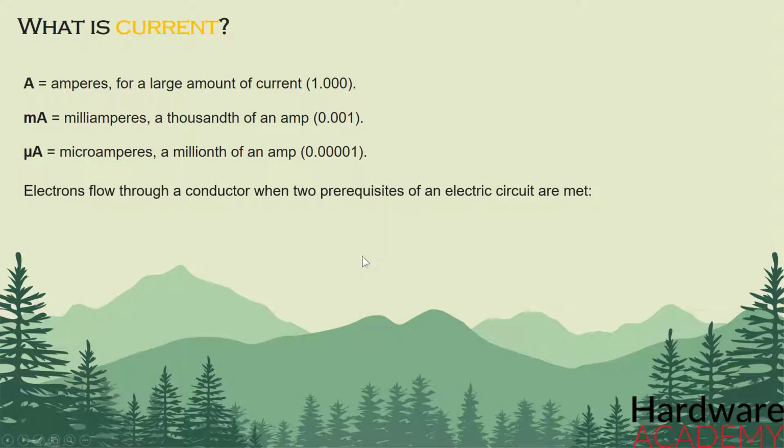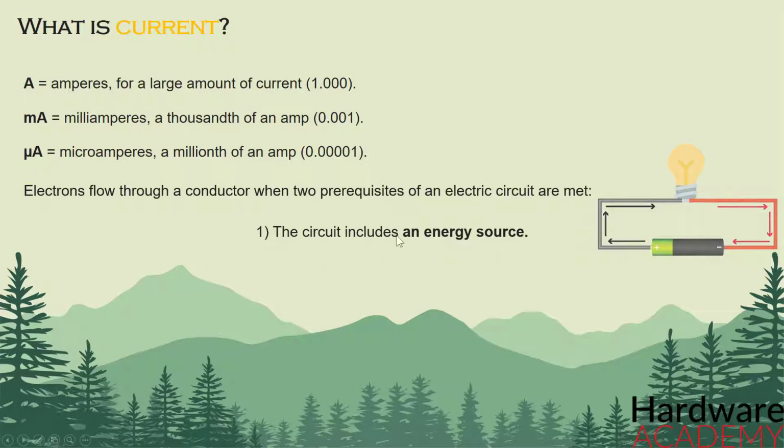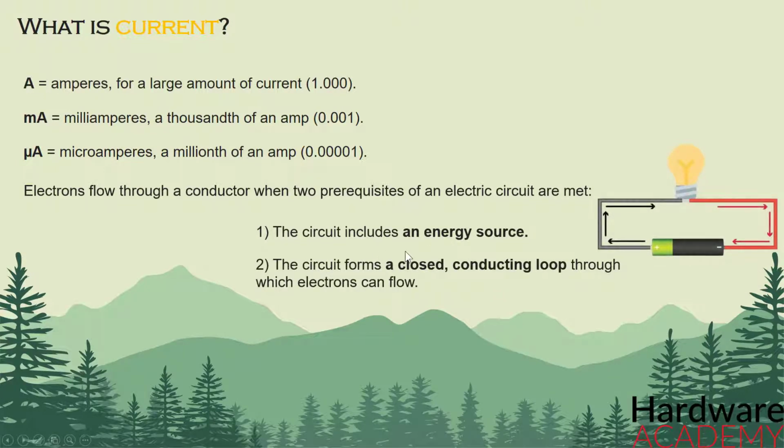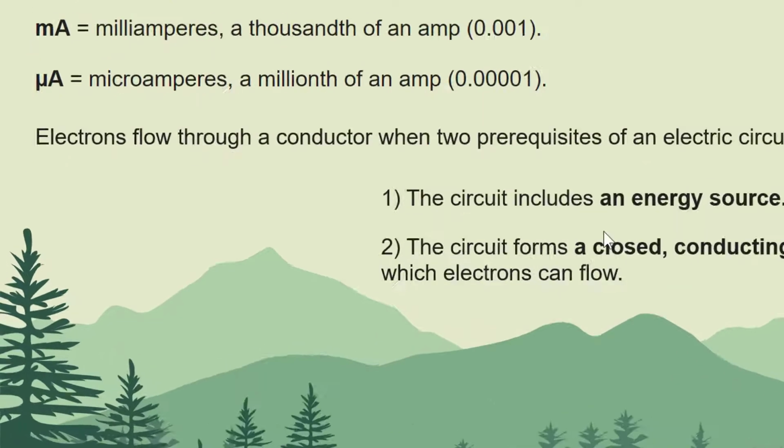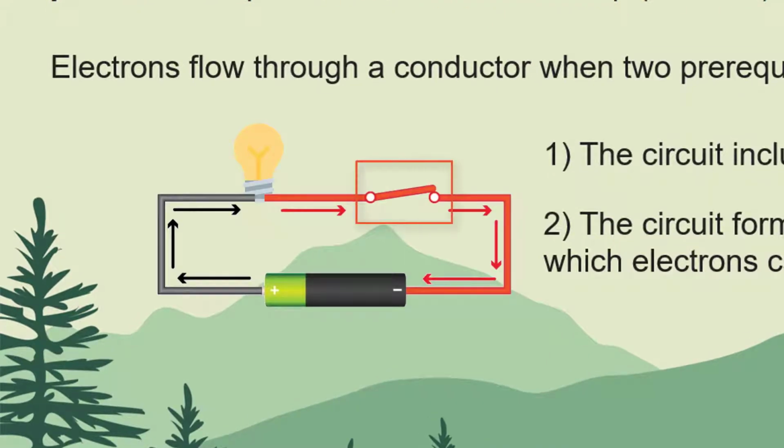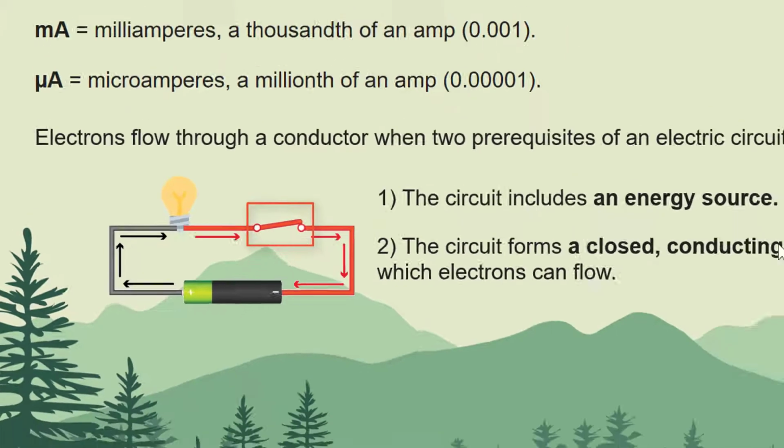The first one is that the circuit includes an energy source, like a battery for instance, that produces voltage. Without voltage, electrons move randomly and fairly evenly within a wire and current cannot flow. So voltage creates pressure that drives electrons in a single direction. The second one is that the circuit forms a closed conducting loop through which electrons can flow, providing energy to any device connected to the circuit. So a circuit is closed when a switch is turned to the on or closed position.